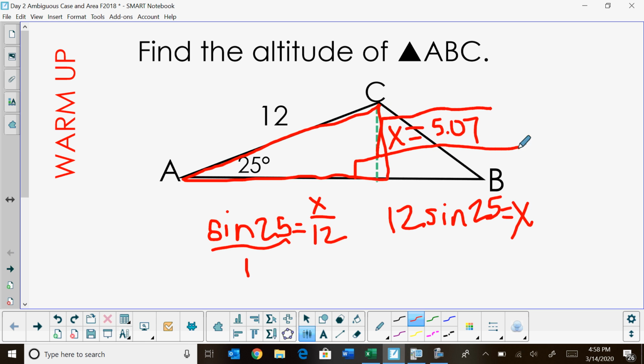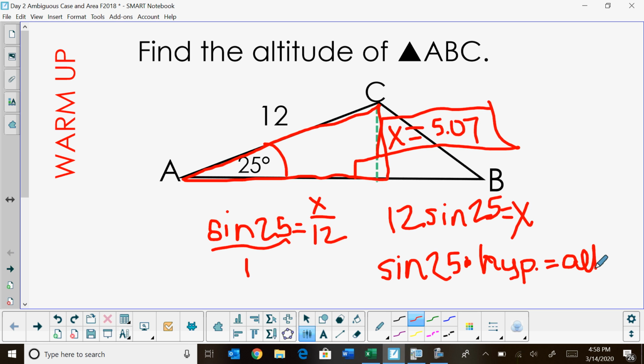It's very important that you can find that. To find the height, you take the sine of the angle that you're given times, in this case, the length of 12, but really it's the hypotenuse of the right triangle. And that gives me the altitude of the triangle. So keep that in mind as we're working through this law of sine.